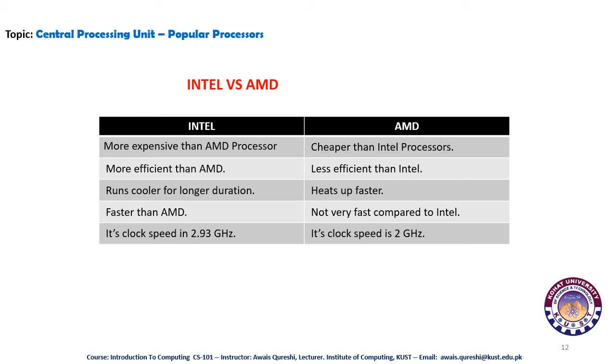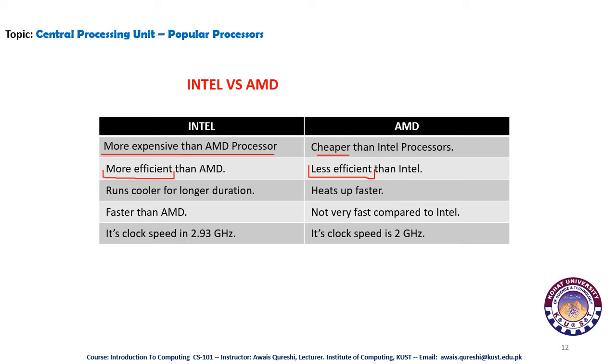Now let's see the Intel processor. It's more expensive than an AMD processor, so you can say that this is the drawback of this processor, that it is more expensive as compared to AMD processors. AMD processors are cheaper than the Intel processors. When we compare Intel with AMD in terms of performance, we can say that it's more efficient than AMD in performance parameters, and the AMD processor is not as efficient as the Intel processor. So you can say this is the drawback or pitfall of the AMD processor.